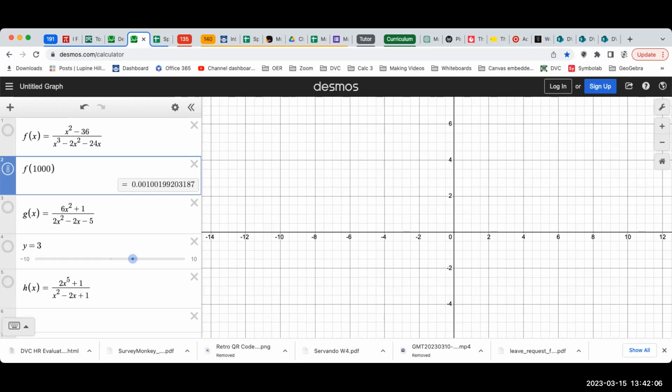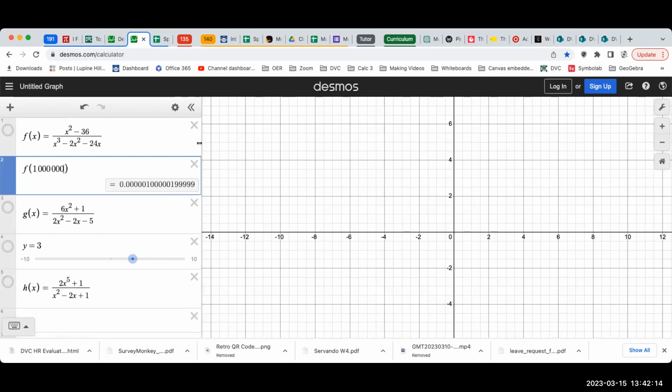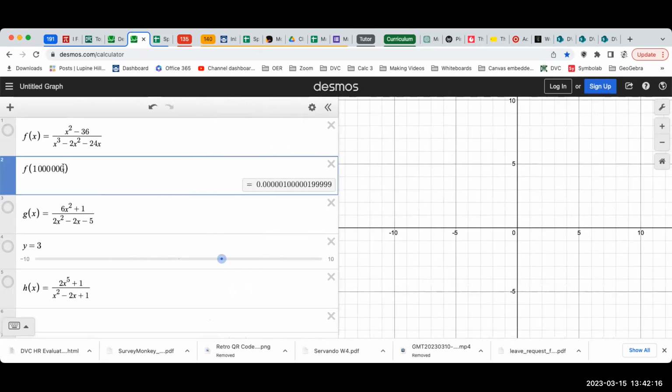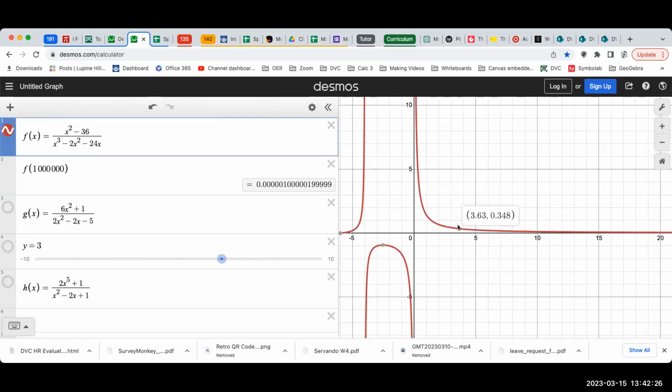So notice what happens to the y values as x keeps getting bigger. Notice that they're getting smaller and smaller and smaller. And when you look at the graph, that's exactly what's happening. As x goes to positive infinity, the y values get smaller and smaller, because the denominator gets really, really big.